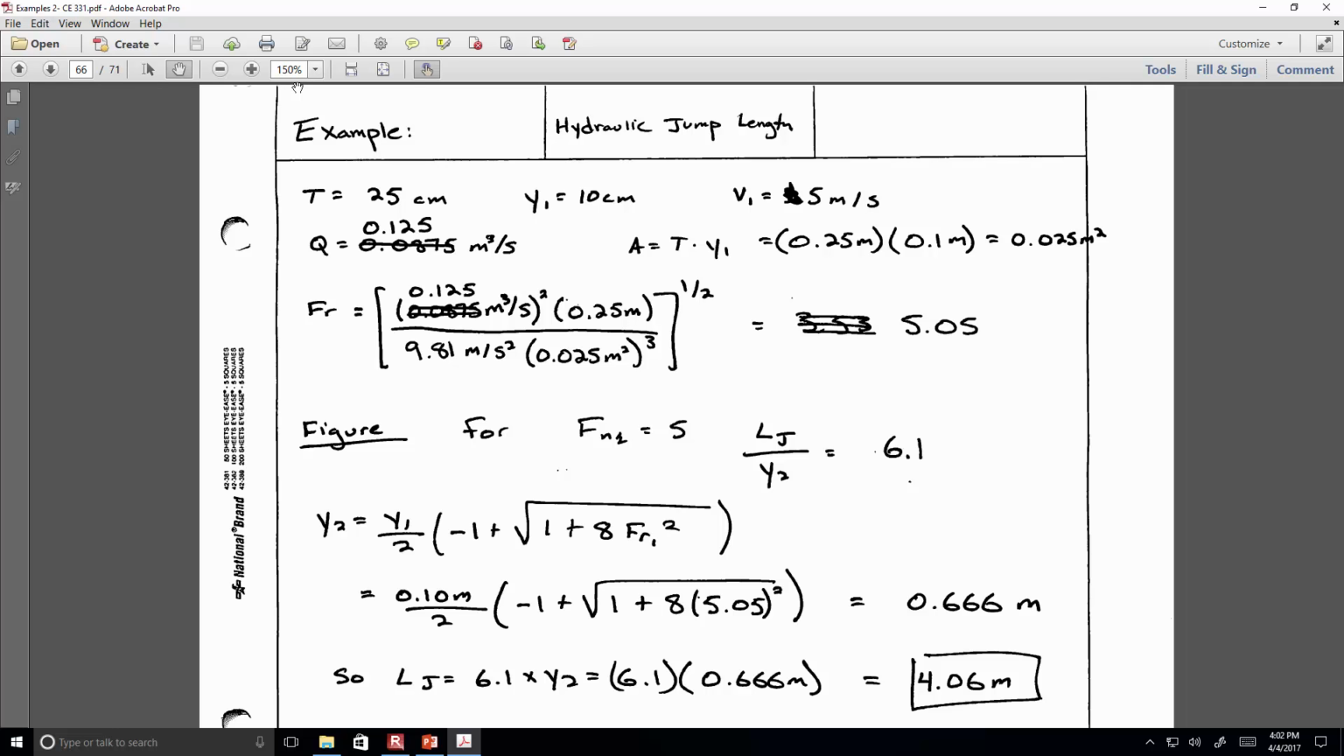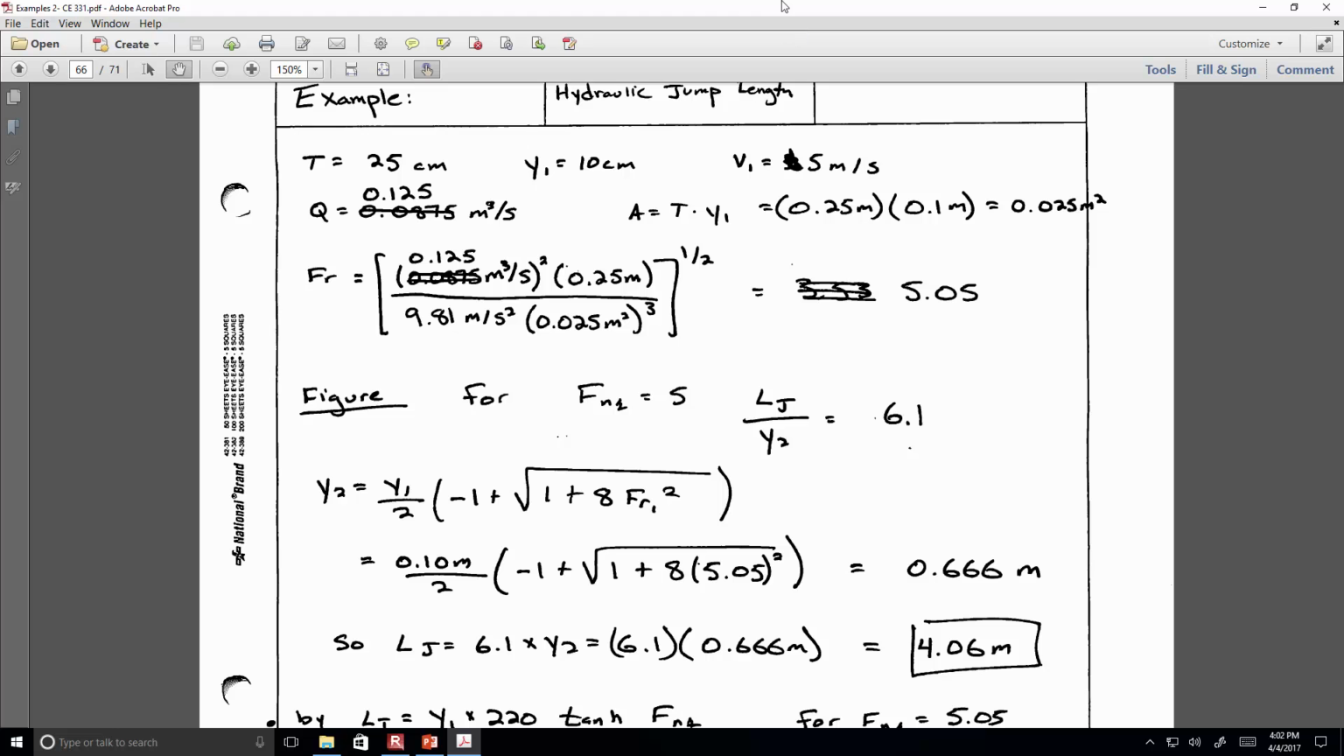All right, so our first thing we have to do is just a little bit of basic channel geometry, finding the cross-sectional area that the flow is going through. If we know the width of the channel and the depth, that gives you the cross-sectional area. And we have the velocity, so Q equals VA. That's where we get the flow rate from and put that into the Froude number equation. So the Froude number is 5.05.